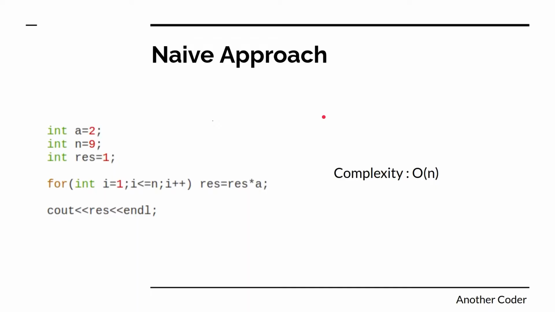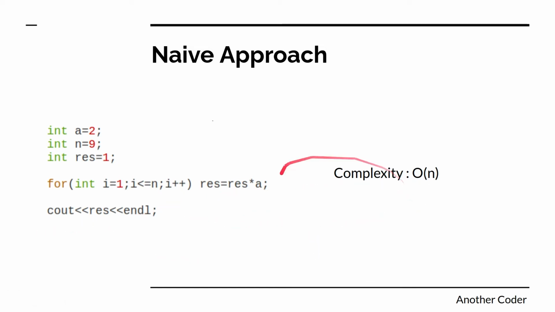And before binary exponentiation, let us first have a look at the naive approach of calculating a raised to the power n. You can take two integers a and n. For example, I have taken 2 and 9, so we are calculating 2 raised to the power 9. Now we have to initialize the result with an identity element. In case of multiplication, the identity element is always equal to 1. So this is a simple for loop from 1 to n, and each time we are multiplying res with a. Res is the result here. Then we are simply printing the result.